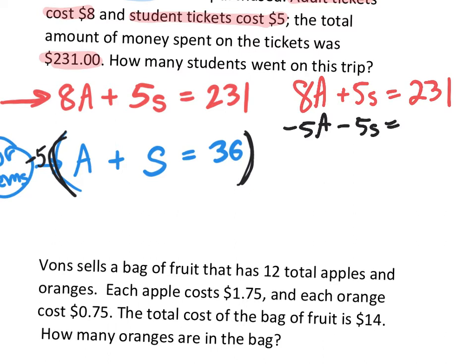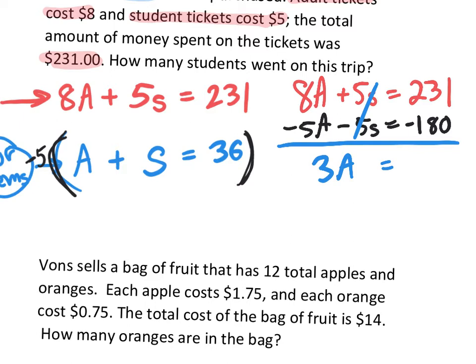What is that? -5 times 30 is -150. -5 times 6 is -30. -150 and -30 is -180. I did the distributive property in my head. Of course, you could use a calculator. Now that the lines are ready to combine and eliminate those S's, we will have 3 A's. 8 take away 5 is 3, equaling, what is 231 take away 180?